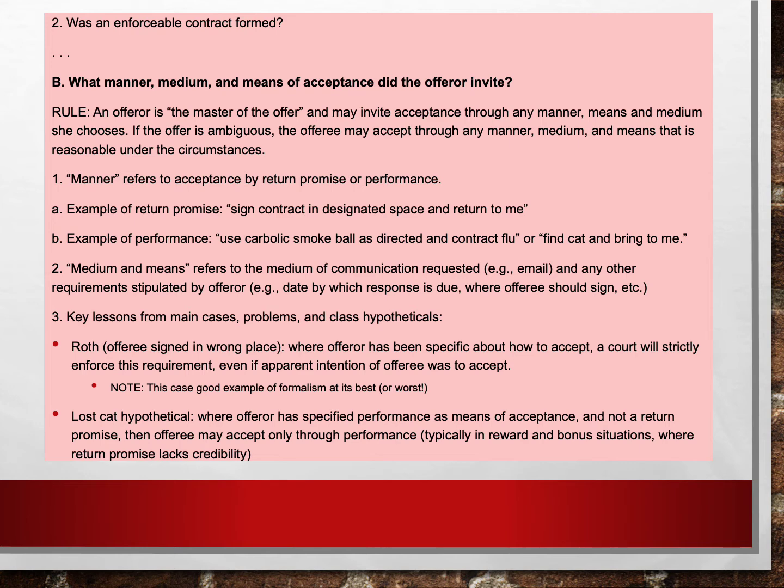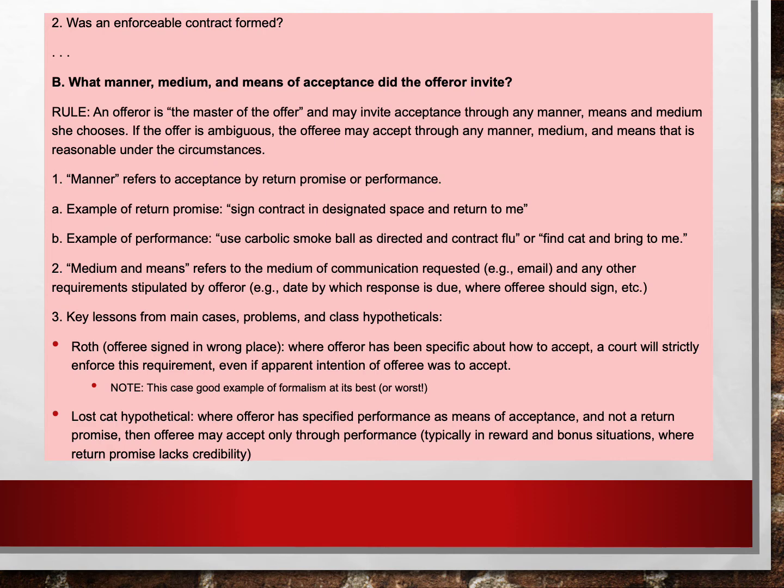I've tried to give you an example in relation to one of the steps in our analysis. And that is step B under was an enforceable contract formed, which is what manner, medium, and means of acceptance did the offeror invite. Now, what I suggest is that you begin each section by writing out the rule that covers that entire section. And this should be framed in a way that you could literally lift and put into the first part of your essay under that heading, right?